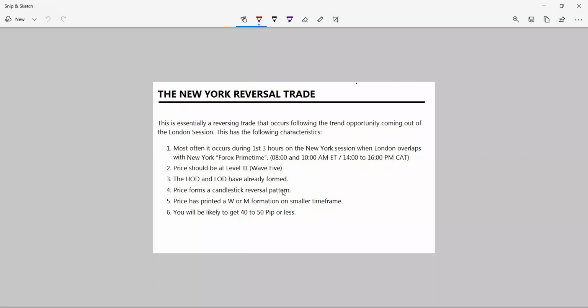Because of the first 3 hours of New York, especially when the opening of New York overlaps the London market, it's usually a rush hour. Market liquidity is very, very high, so you are just taking advantage of that. Most often the reversal occurs during the first 3 hours of the New York session when London overlaps with New York. That's the prime time, where the market is highly liquid. So take note of that.